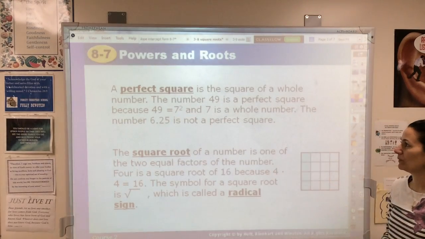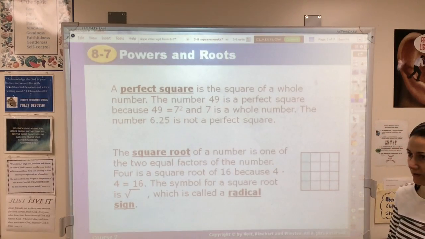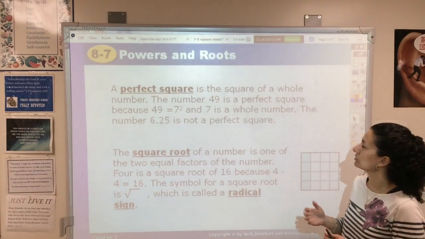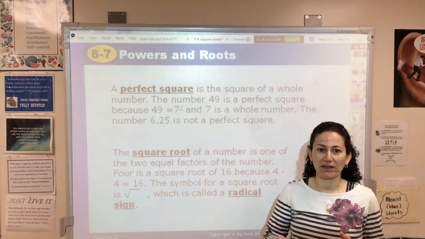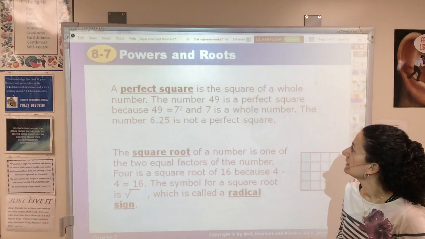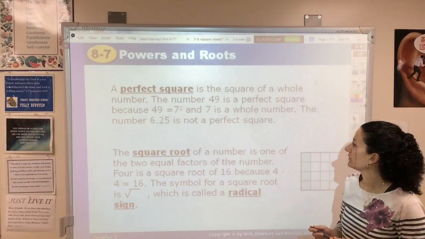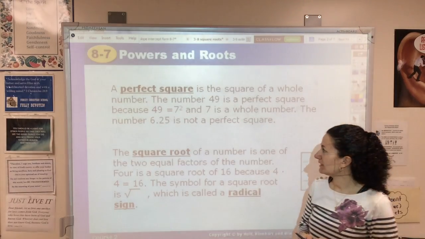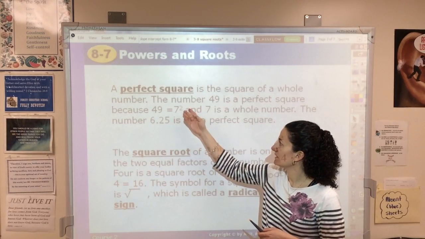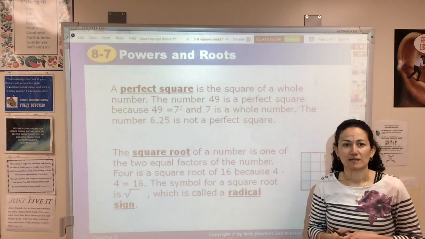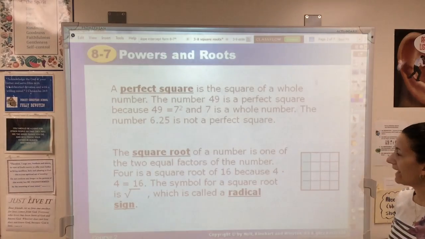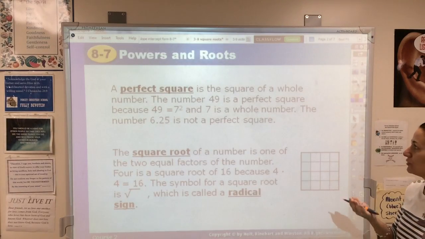So what do we mean when we talk about a perfect square? A perfect square is the square of a whole number. It's the number you get when you multiply that number by itself. The number 49 is a perfect square because 49 equals 7 times 7, or 7 squared. And 7 is a whole number. The perfect square has to be a product of two whole numbers.